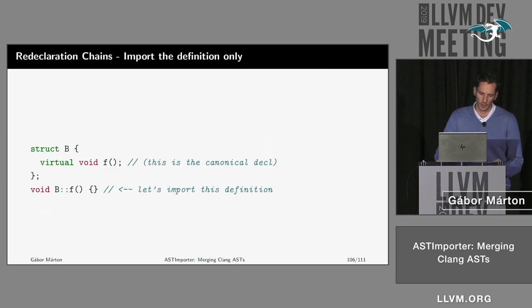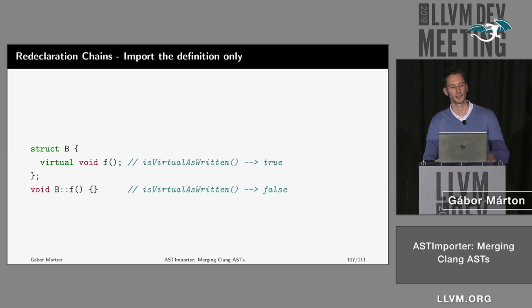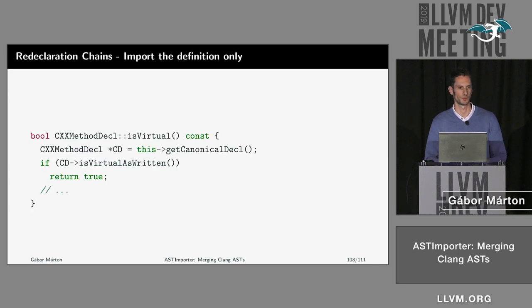Now, let's take a look at virtual functions. In this example, if we want to import the definition, the out-of-class definition of the virtual function, then there's going to be problems with this approach that imports only the definition. So the virtual flag is set only for the canonical, the first declaration, that's the in-class prototype. And this is not set for the definition. So if we import only the definition, then the isVirtual property will return a false value. Actually, this is because we query the first declaration and we ask from the first declaration, do you have the virtual flag set or not? And when we import the definition only, then this information is actually missing from the AST.